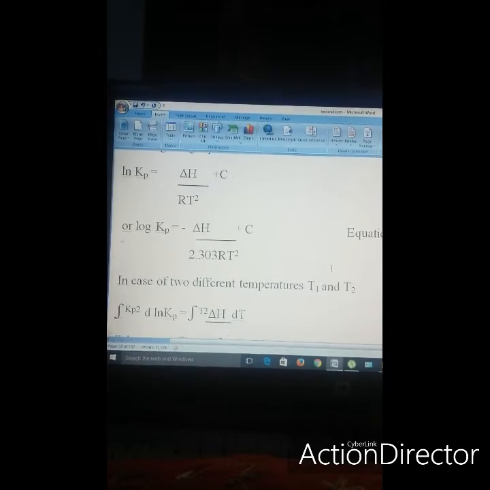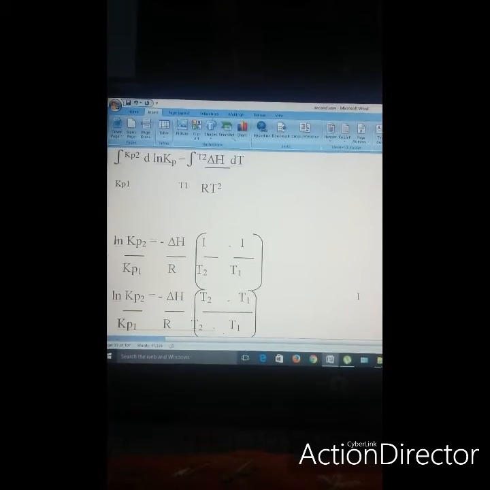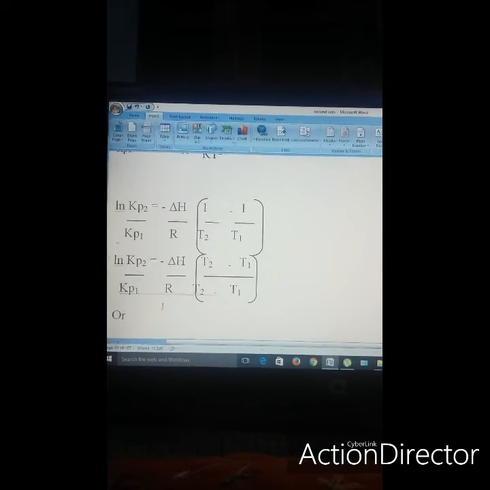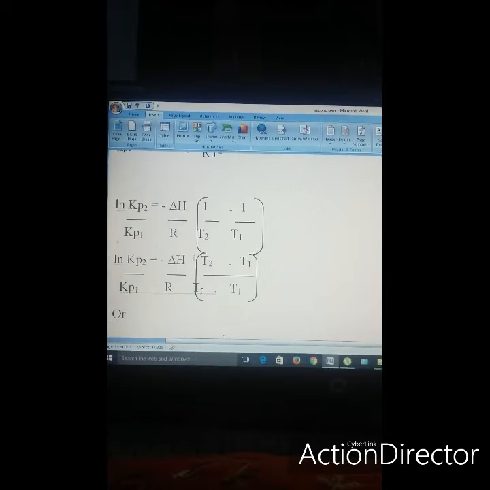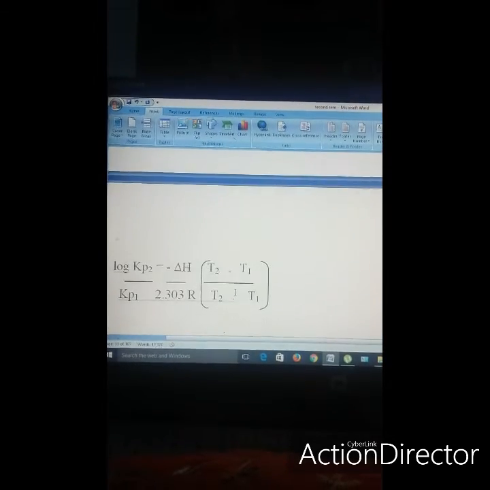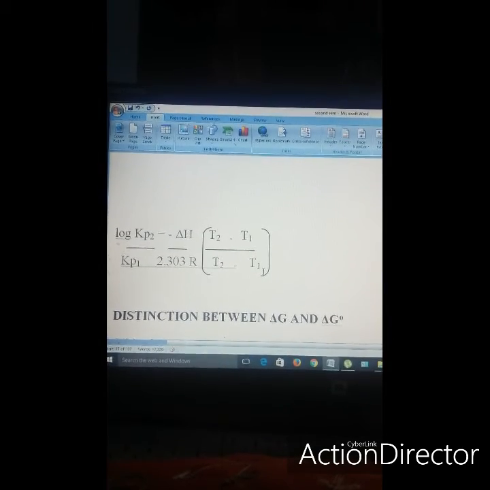So we are putting the limits of two temperatures, T1 and T2. So finally you will get natural log Kp2 upon Kp1 is equal to delta H upon R times (T2 minus T1) upon T1 T2. Or you can write it like this also.